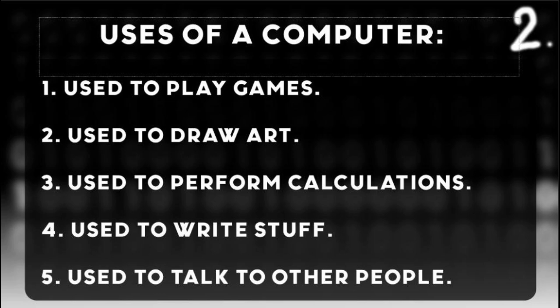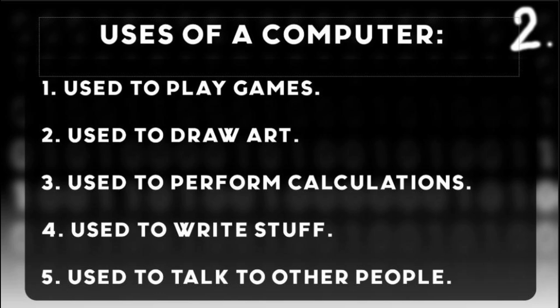Now, use number 3 is that you can use a computer to perform calculations as well. Computers are very good at maths. They can help us to do difficult calculations quickly. Instead of using a calculator, you can use the computer to add, subtract, multiply, and divide.